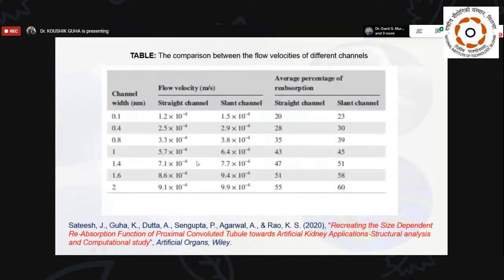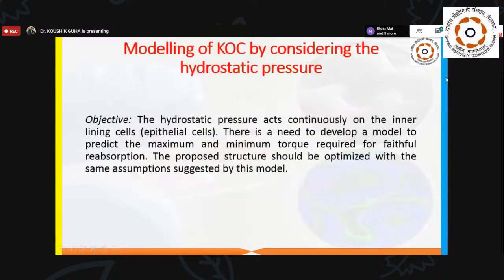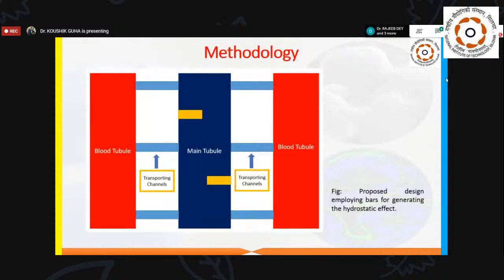So this is the summary. We can see the straight channel versus slant channel, and the average percentage of reabsorption with the channel width. If we vary the channel width, it can have a severe effect on this. We have also applied some hydrostatic pressure, because hydrostatic pressure in a fluid is very common inside our body, since there is fluid movement. So if we mimic this hydrostatic pressure in the simulation environment, what can be the results, and how are the results improved?